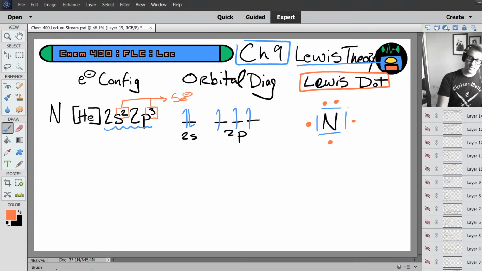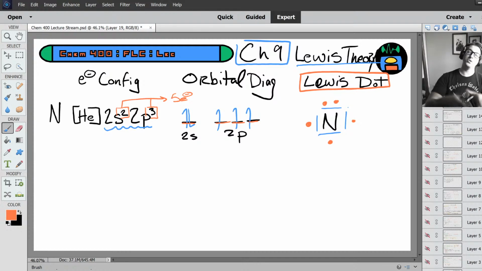Each side of your Lewis dot structure represents an orbital, right? Because you'll notice you have 1, 2, 3, 4 orbitals for holding the valence electrons. So each side of the elemental symbol in that box situation represents an orbital in the orbital diagram electron configuration, and then each dot represents an electron.